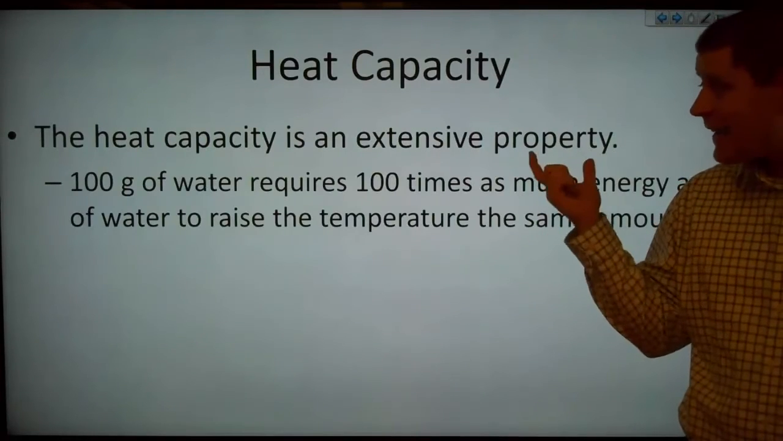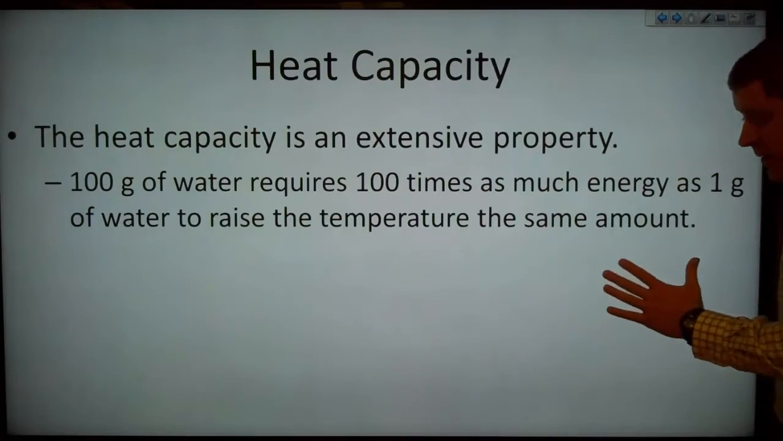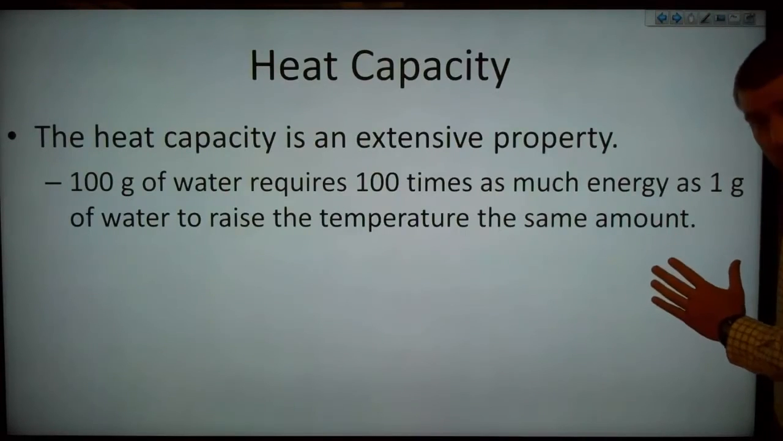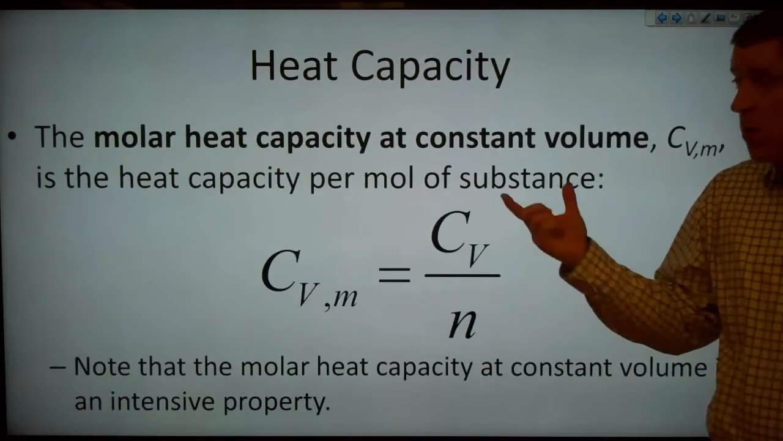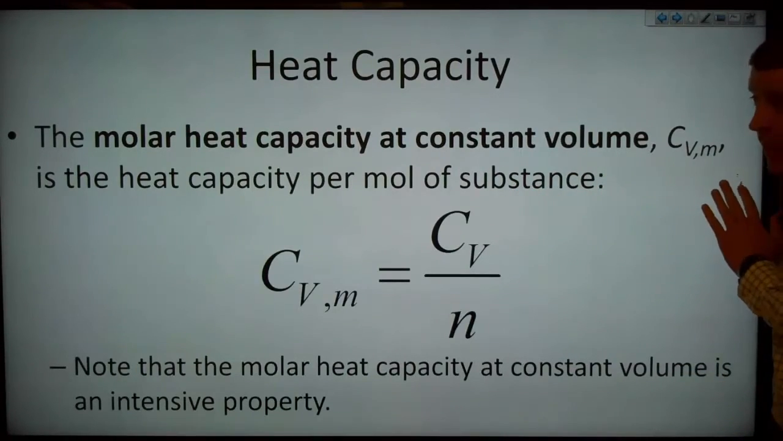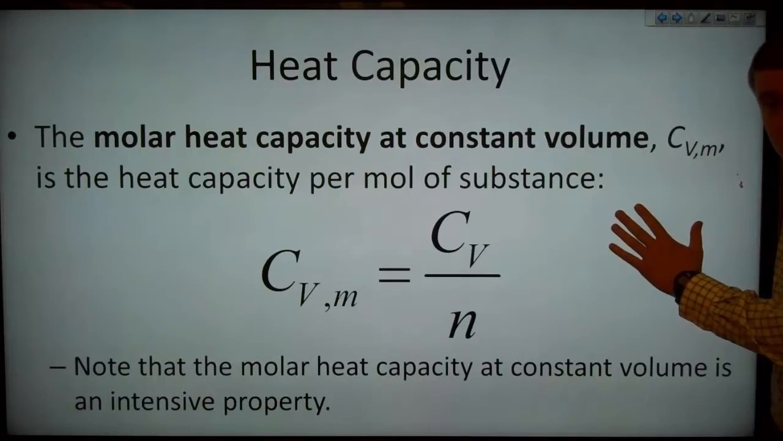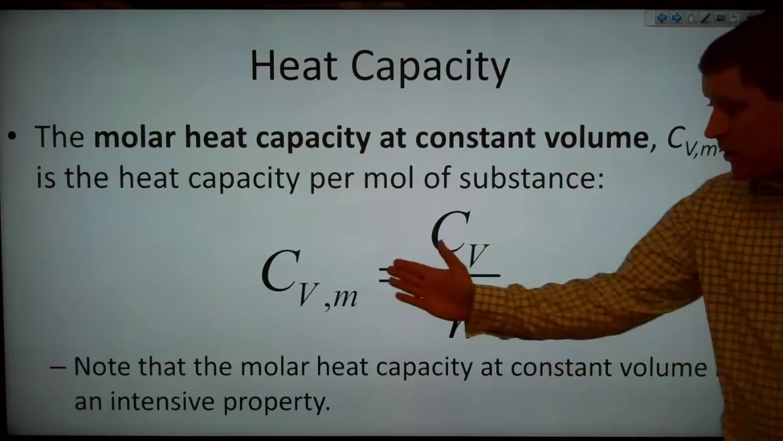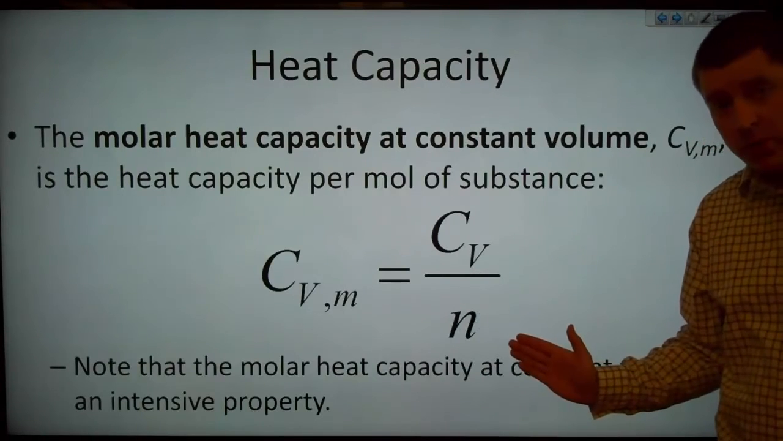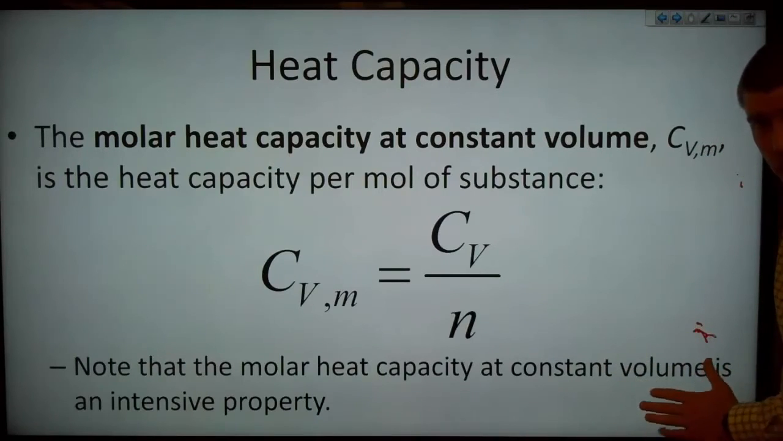Now, the heat capacity is an extensive property. That is, 100 grams of water requires 100 times as much energy as 1 gram of water does to raise the temperature by the same amount, say 1 degree. The molar heat capacity at constant volume is labeled C sub V,m, and this is the constant volume heat capacity per mole of substance. So the molar heat capacity at constant volume is simply the heat capacity divided by the number of moles. And note that the molar heat capacity at constant volume is an intensive property.